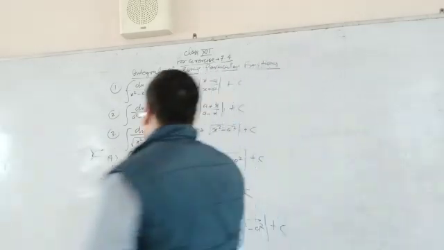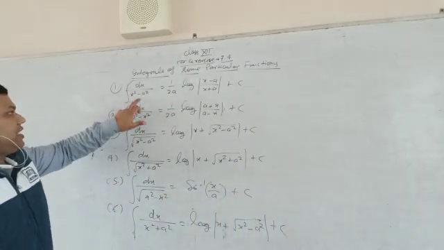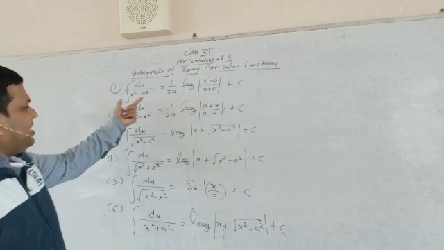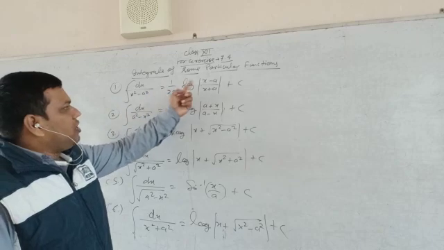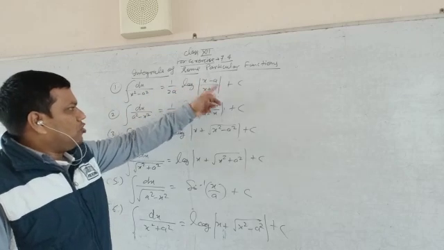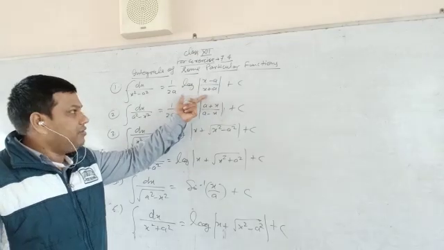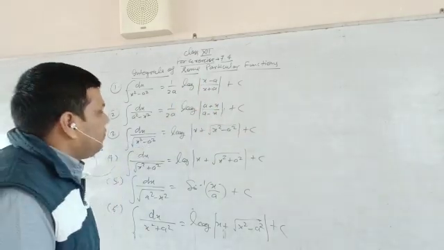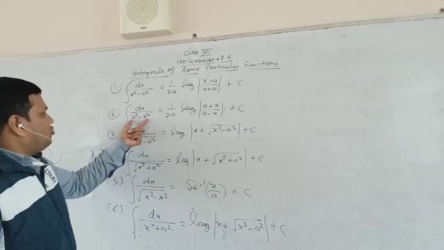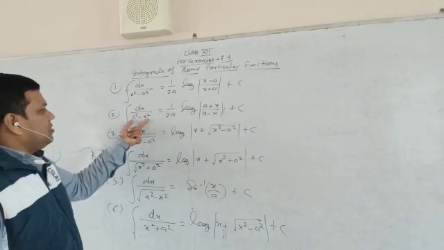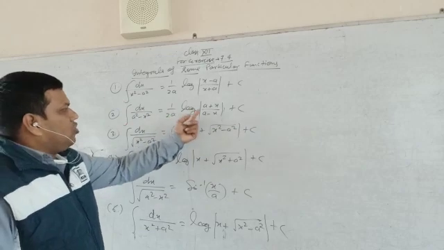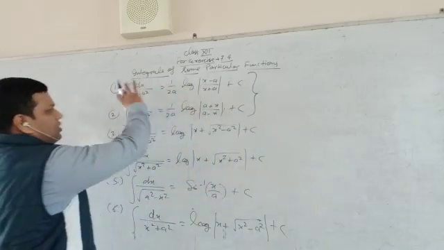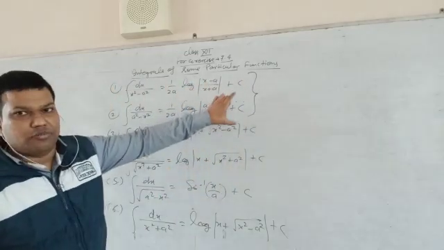If we are given dx upon x square minus a square, what is the integration for that? It is 1 upon 2a log modulus of x minus a upon x plus a, because log is not defined for negatives, plus c, the constant of integration. Again, if it is a square minus x square, the reverse, then it will be 1 upon 2a log a plus x upon a minus x. So these are two formulas of the same type.